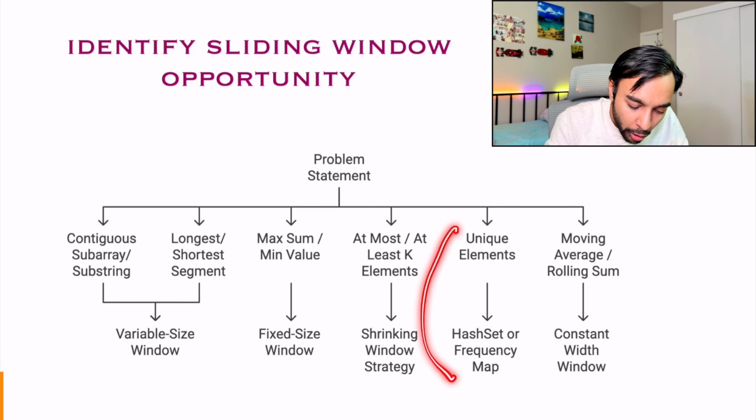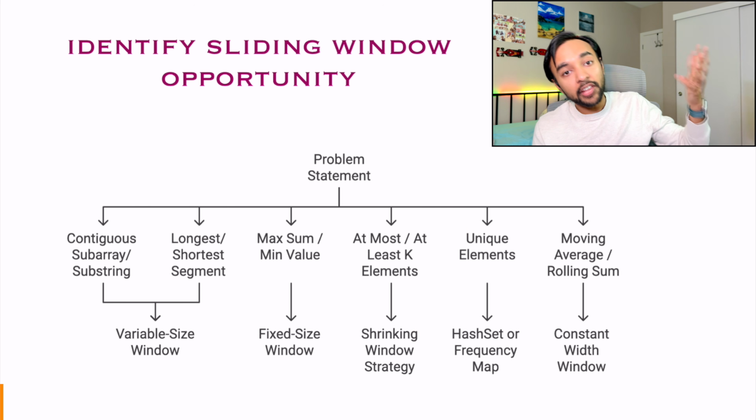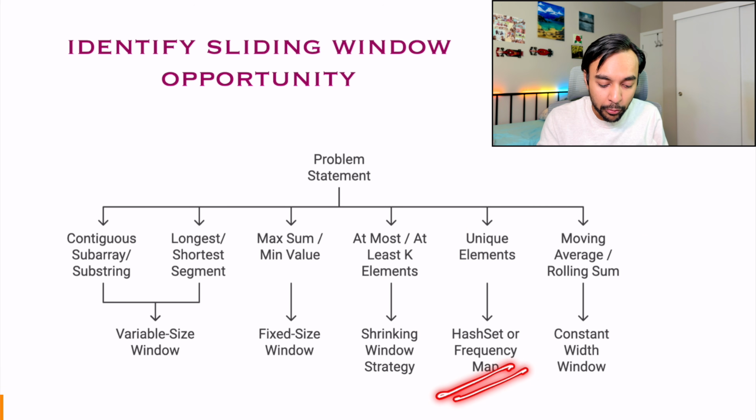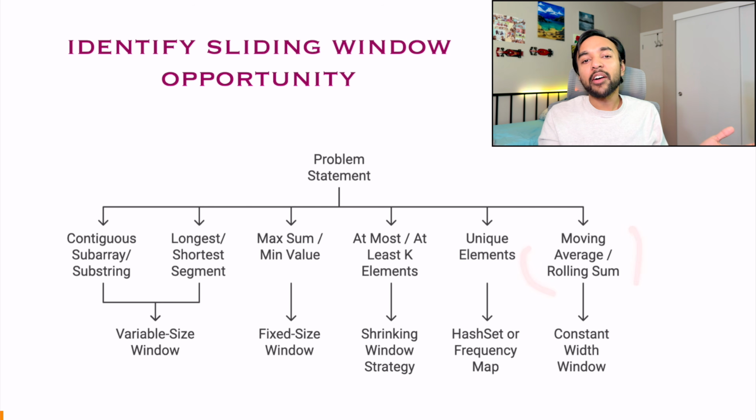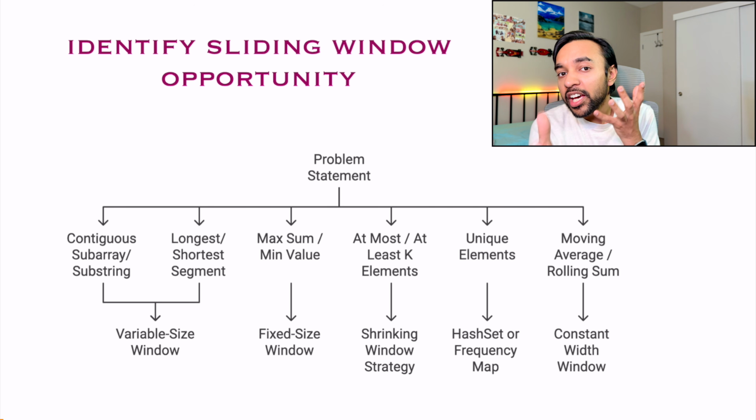And likewise, we also discussed the other two cases. If you are looking at unique elements, that means you might want to use a hash set or a hash map. And looking at moving averages or rolling sums, those are once again fixed window where you are updating your result. I hope all of these problems now give you a very good idea how the sliding window pattern actually looks and in what scenarios you can apply it.